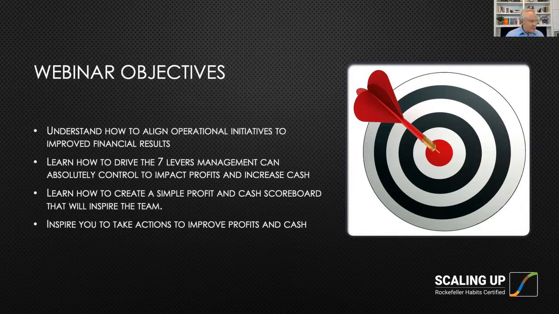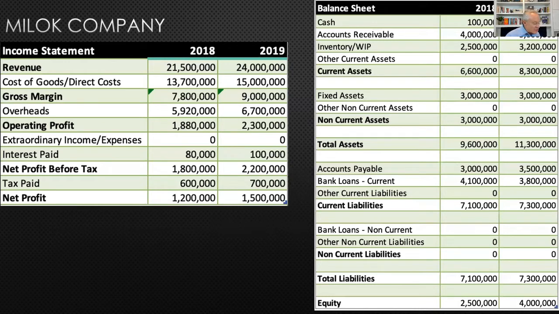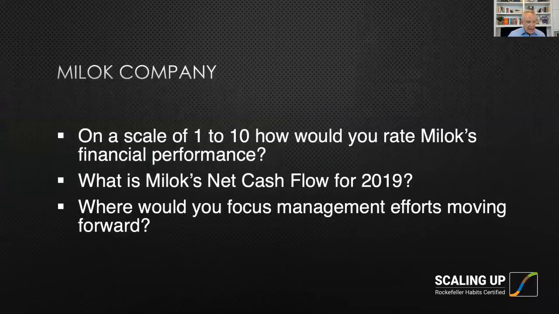So let's get started. To kick it off, I asked you to take a look at a case study and analyze this company, Mylock. Now, they are a distributor of hair care products. And I asked you to analyze their business. The fundamental question that I wanted you to answer is, on a scale of 1 to 10, how would you rate Mylock's financial performance? 10 being rock solid, 1 being a mess.